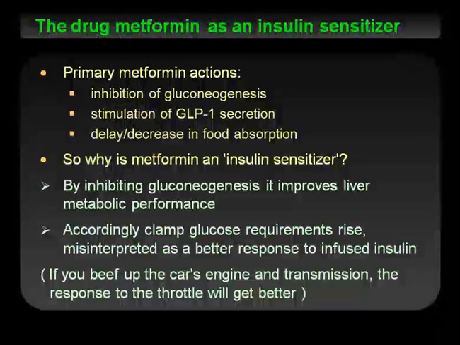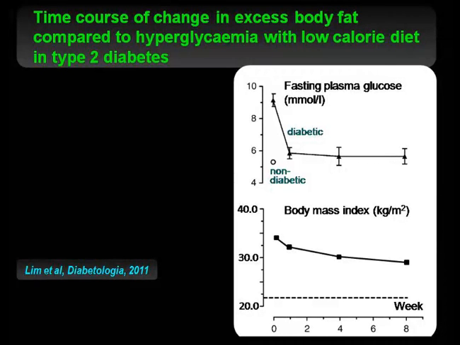By analogy then, if you beef up the car's engine and the throttle, then the response to the throttle will get better. Indeed, on my analogy of the car overloaded going up the hill, the car will actually move faster. And that leads you to the idea that the throttle response is better, but it's actually here the engine that's been improved. This has other consequences for our thinking. You will hear time and time again the words that insulin resistance is caused by obesity. We know that is wrong. Insulin resistance is not caused by obesity.